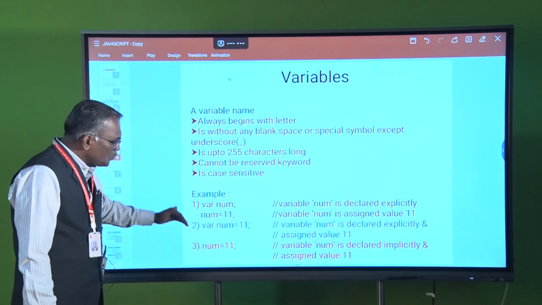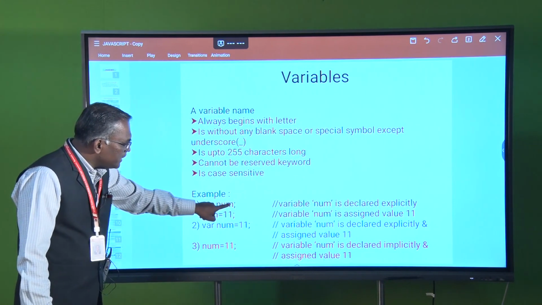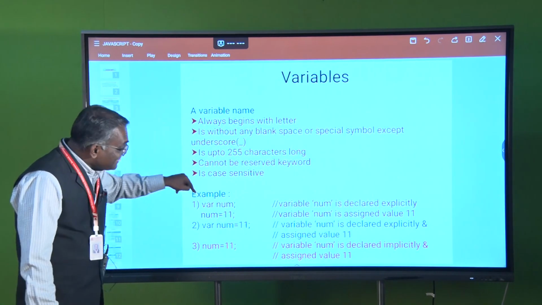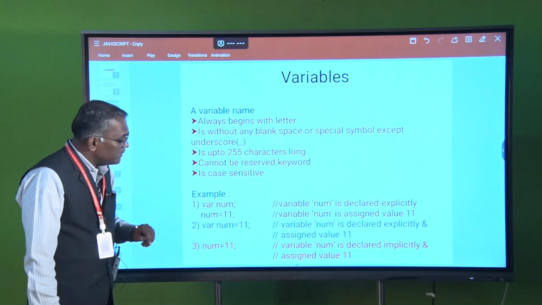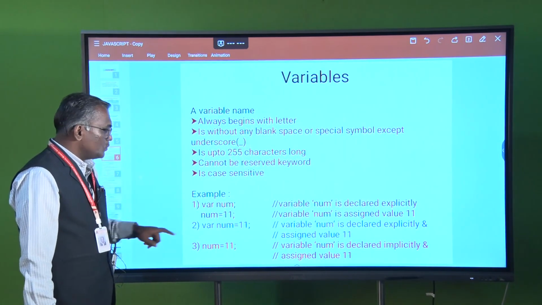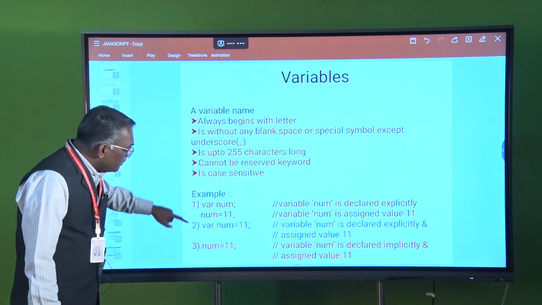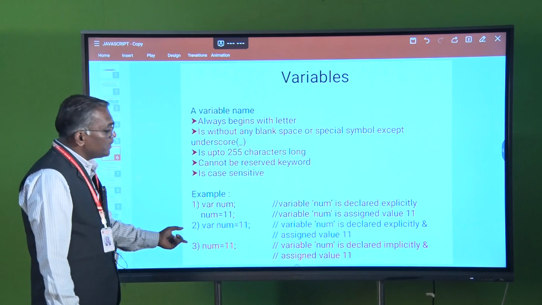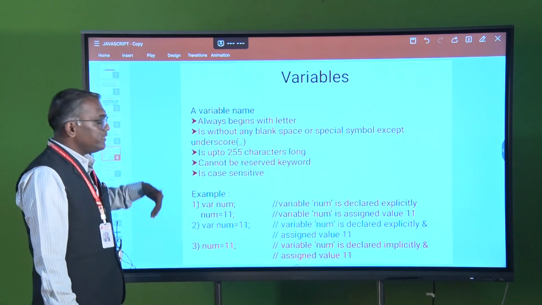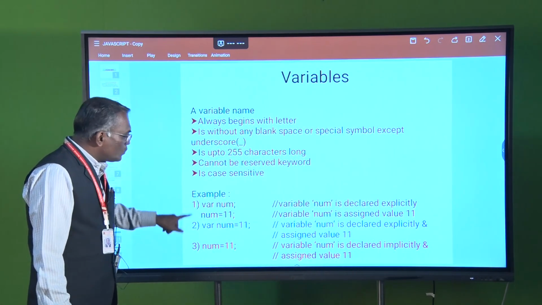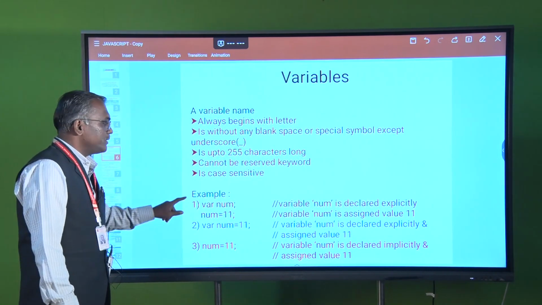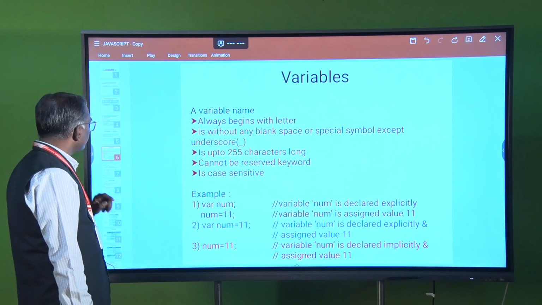Now here, as you see, the variable is declared explicitly because there is a var keyword which appears before it, and in the second case we assign value 11 to it. But in the third example, as you see, NUM is equal to 11. So here we declare implicitly and we assign value 11. These two types of declarations are common in JavaScript, that is explicit and implicit.